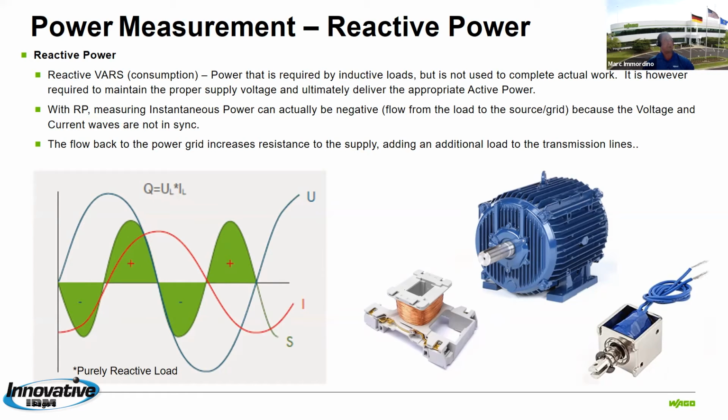So reactive power is measuring instantaneous power, which can actually be negative because the voltage and current waves are not in sync with the active power coming in, okay? So because this can flow back, or excuse me, flow back to the power grid, it increases the resistance of supply, and it can add additional load to the transmission lines and additional cost as well. We'll look at that as well in just a moment.